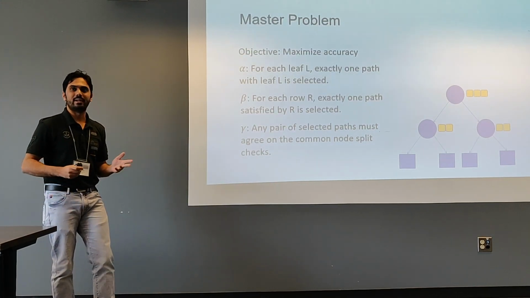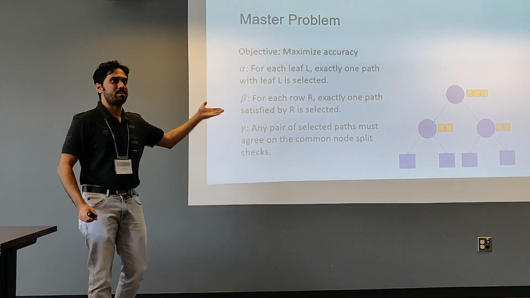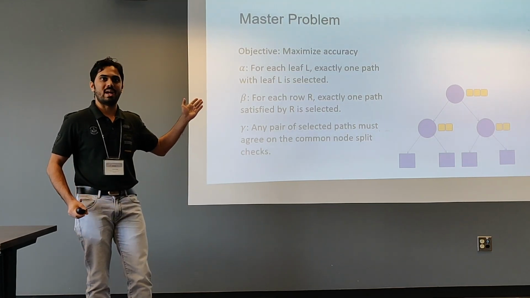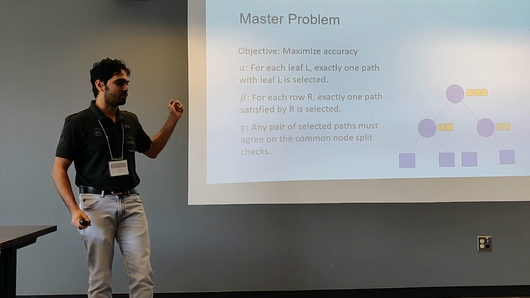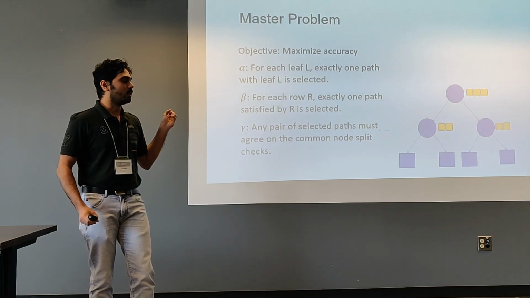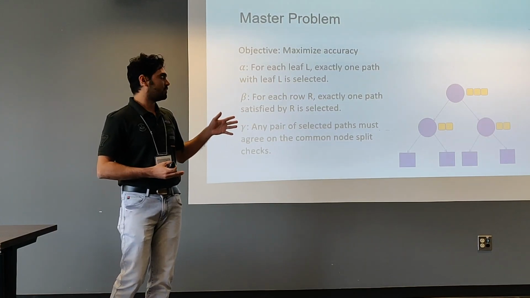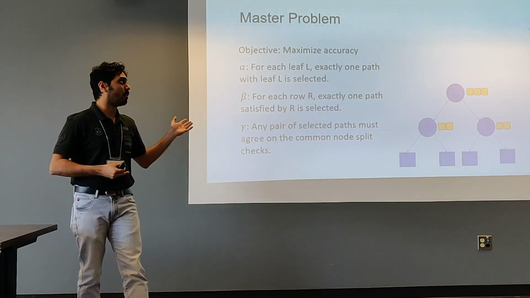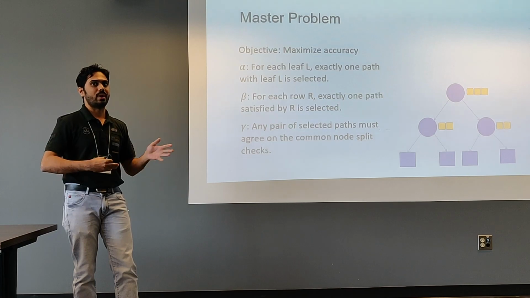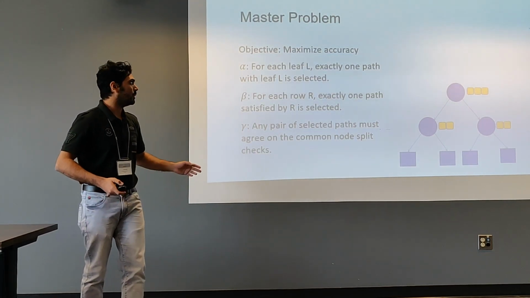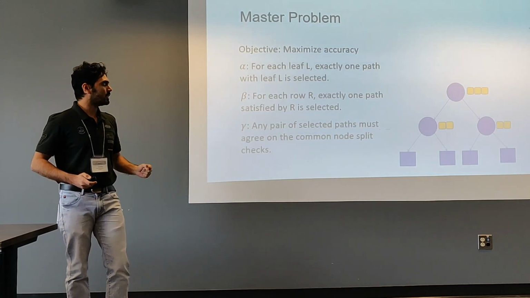And the objective, they didn't really experiment much. They said just maximize the accuracy on the training set. You can actually do a lot more than just maximizing accuracy on the training set. You can try to focus on making trees that generalize, that work well on test sets. They didn't do it, and so I'm also not going to do it. So that was the master problem.